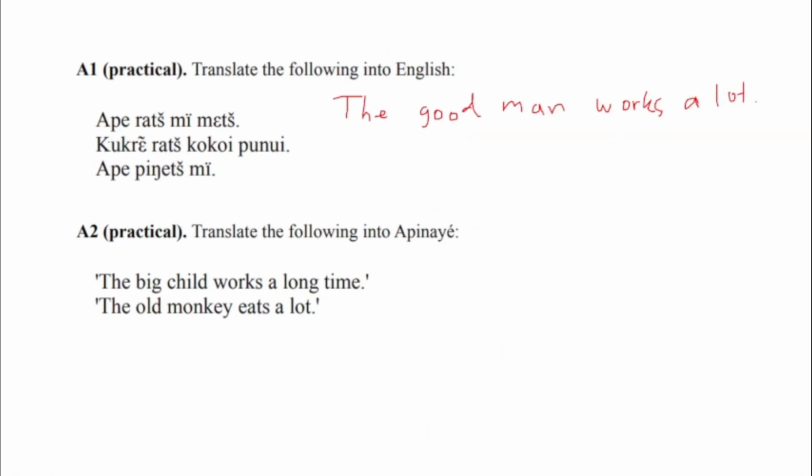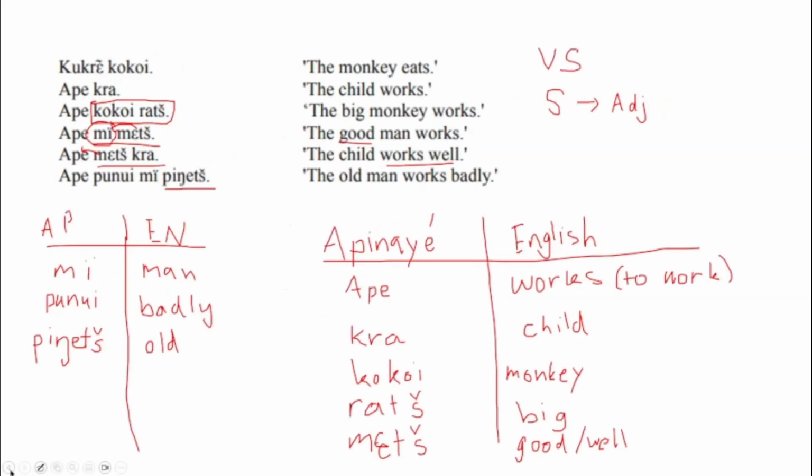And then we have this one. Oh, I think I forgot to write down this first sentence's translation. We know kokoi is monkey, but we don't know what kukre is, which we can assume is eats.